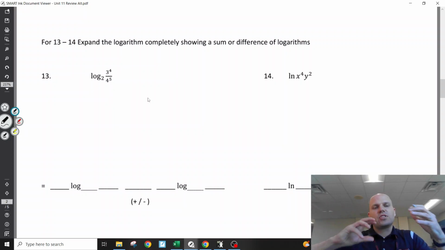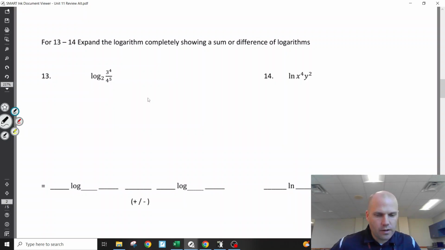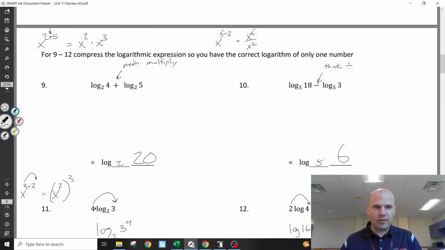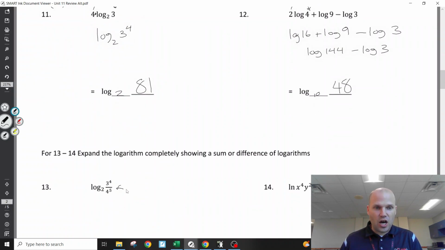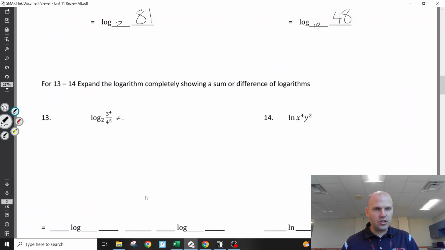Now, at the same time, sometimes we're going to want to expand logarithms. For whatever reason, we're just going to go in the opposite order, okay? We see division inside one logarithm. We'll do the expansion property. Division means subtraction. So instead of like subtraction, think division. If you see division in a logarithm, think subtraction. This is expanding. Log base 2 of 3 to the 4th minus log base 2 of 4 to the 5th.